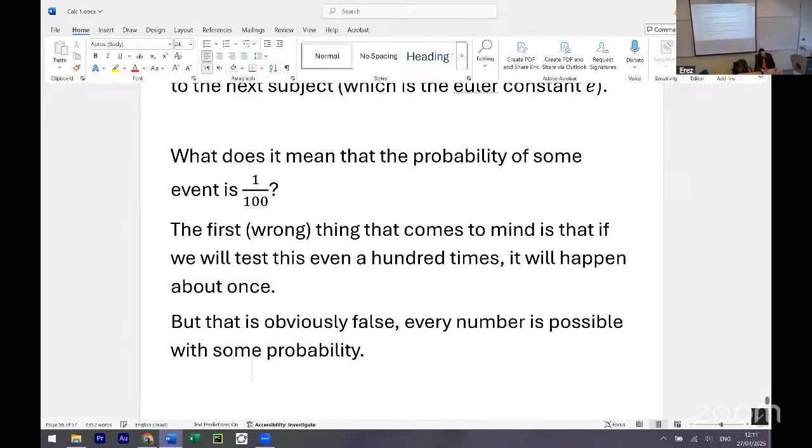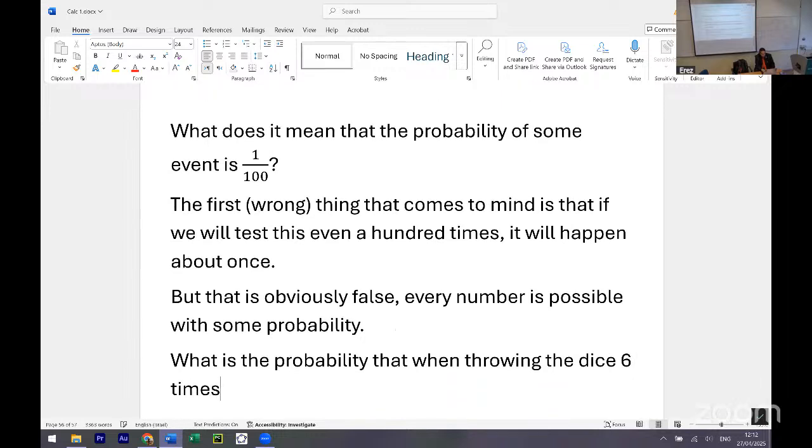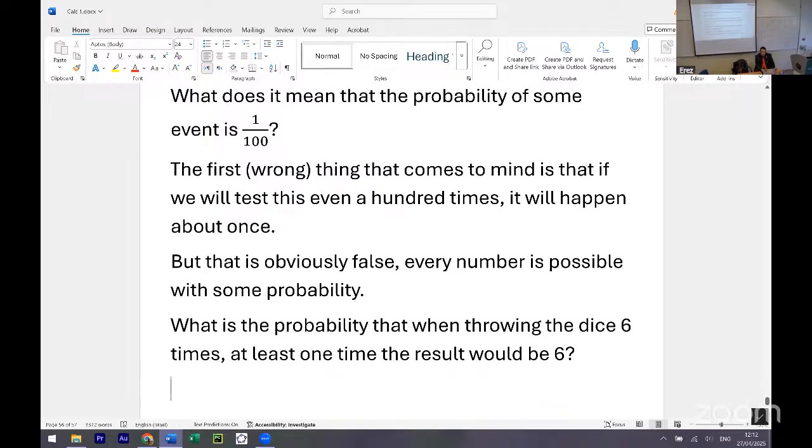Okay, so my question is, what is the probability that when throwing the dice 6 times, at least 1 time the result would be 6? Makes sense? So that's the question.